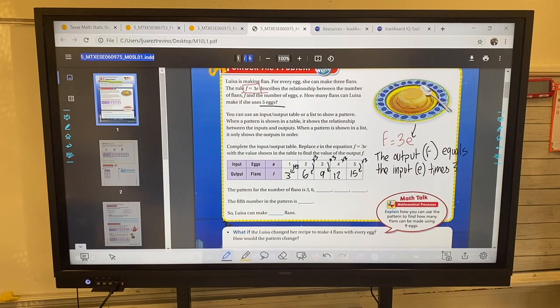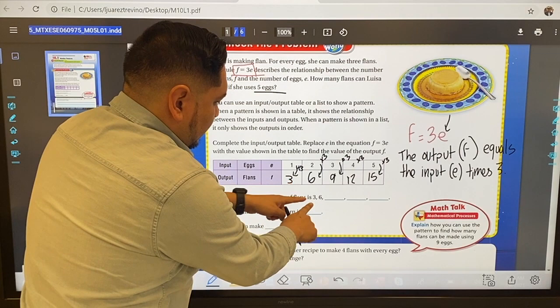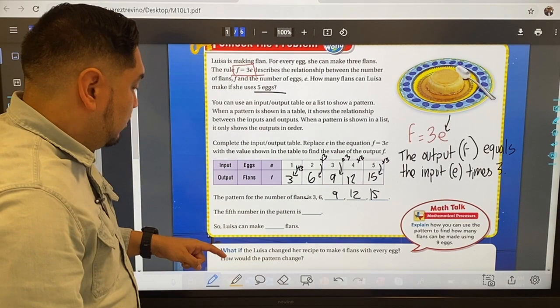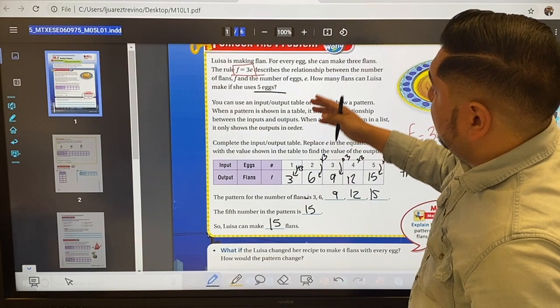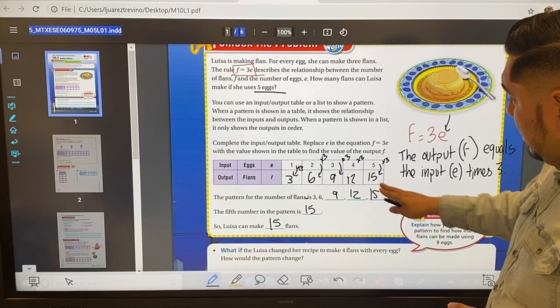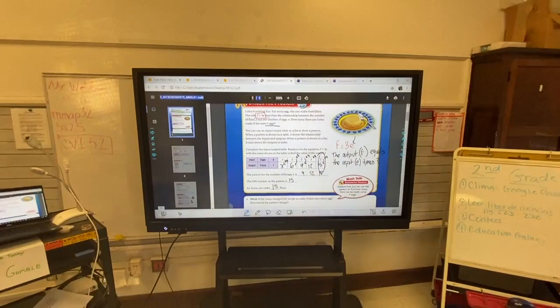As long as you follow the rule, you're going to be okay. So the pattern is 3, 6, 9, 12, and 15. Okay, the fifth number is 15. So she can make 15 flans. Go back to the question. It's asking you, how many can she make with 5 eggs? Well, if I use my rule and put 5 as the input, 5 times 3 equals 15. So she's going to be able to make 15 flans. It's pretty simple. Again, just continue to follow the rules and you're going to be okay.